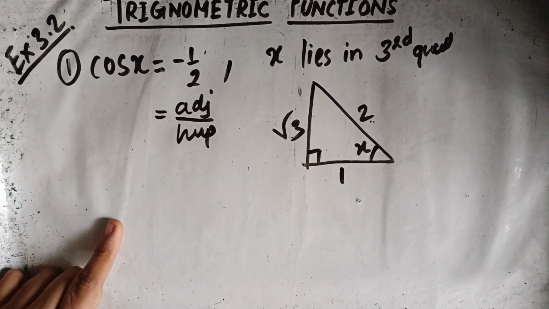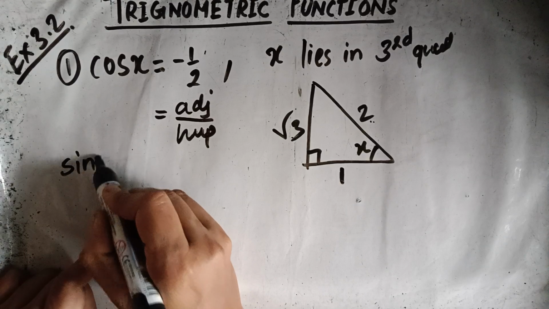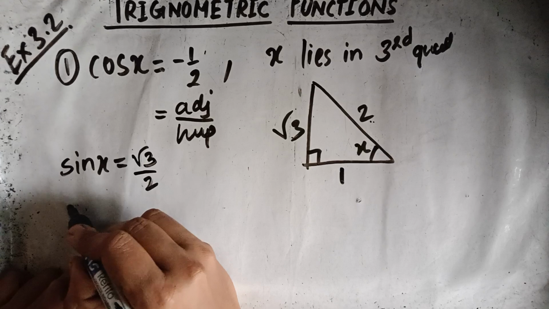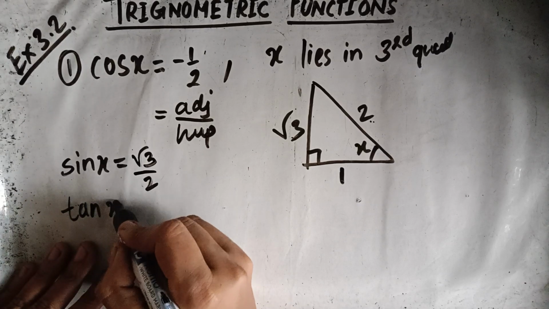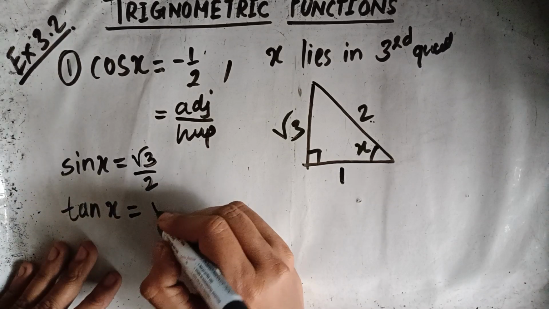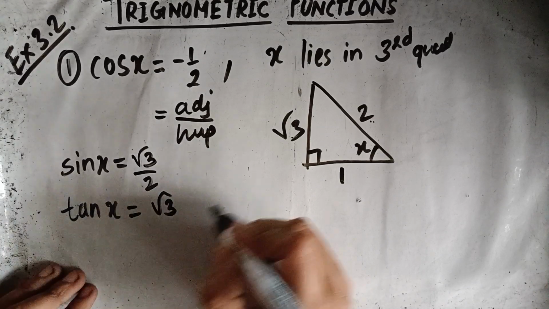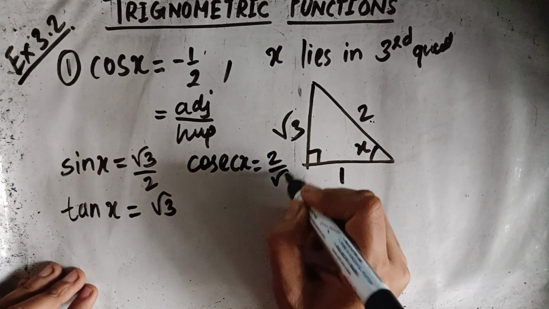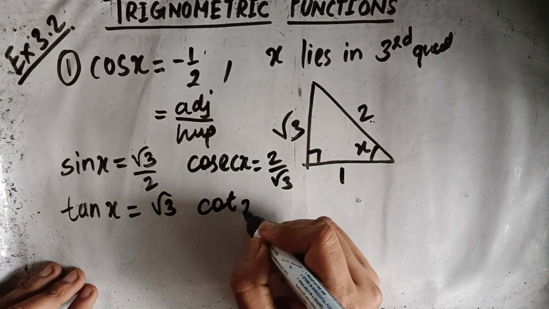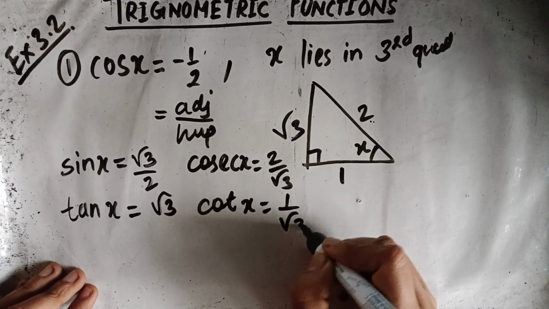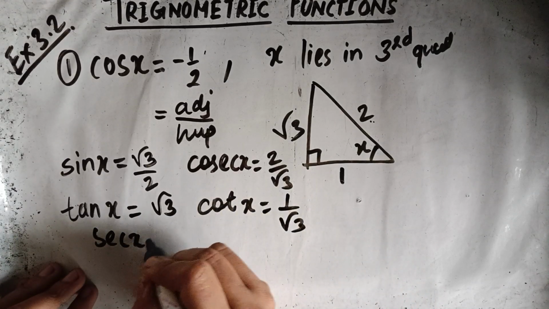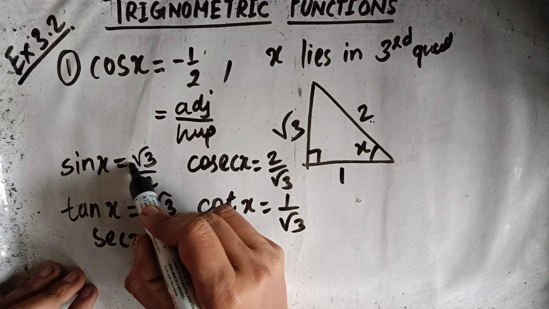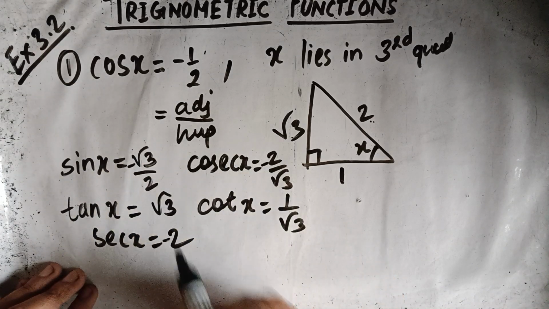First we'll write all the values. So sin of x is root 3 upon 2. Tan of x is root 3 by 1. Cosec of x is 2 by root 3. Cot of x is 1 by root 3. And sec of x is 2. Okay. Now tan and cot are positive, and rest all you have to give a negative sign.